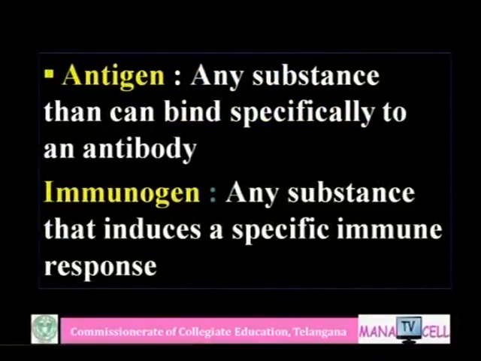Now, some other words like antigen. What is the meaning of antigen? How do you define it? Any substance that can bind specifically to its produced product, the antibody. This antigen has epitopes, and these epitopes interact with the antibody paratopes. Another word is immunogen. An immunogen is any substance that can induce a specific immune response inside the host. The antigen that creates that immune response is known as an immunogen.